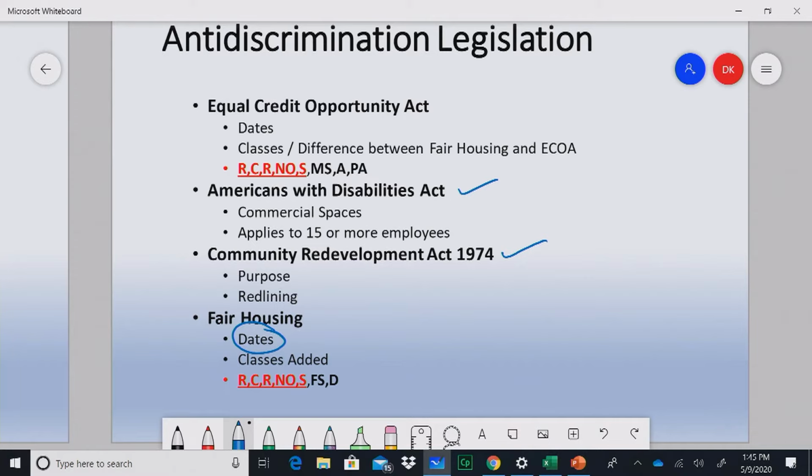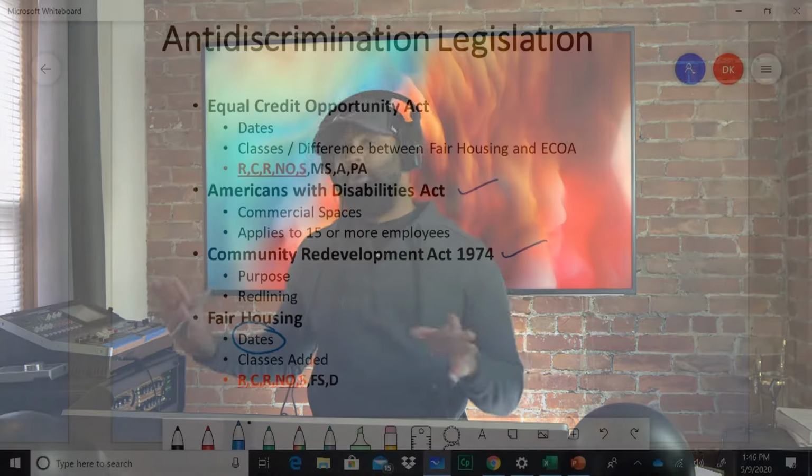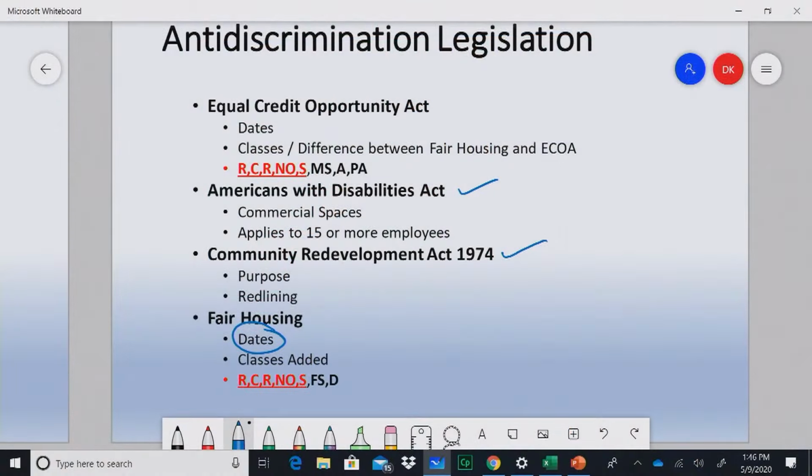So let's first do the ADA. The ADA is the only one of these four anti-discrimination laws that deals specifically with commercial spaces. All of the other ones are dealing with residential or lending and residential transactions and these types of things. So I want you to take a note that the ADA deals with commercial spaces. You will see all of these in Unit 18.